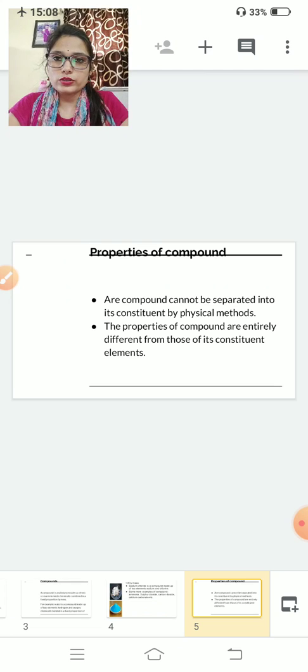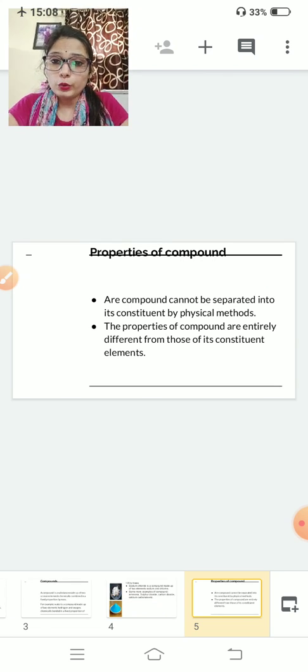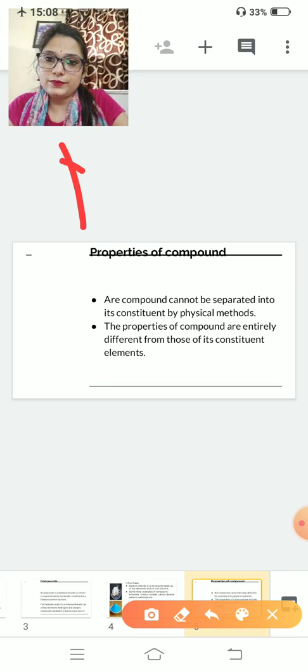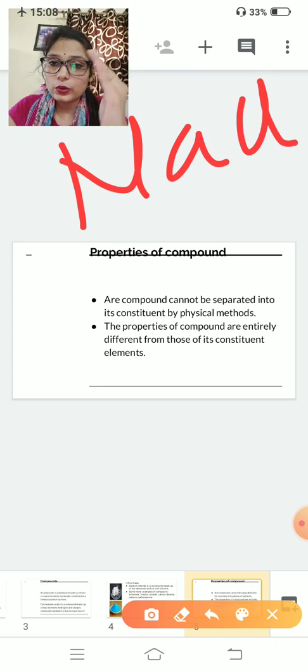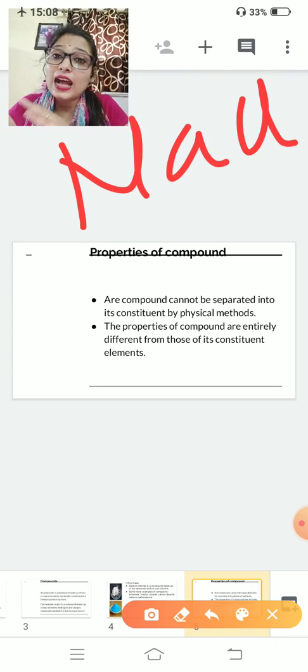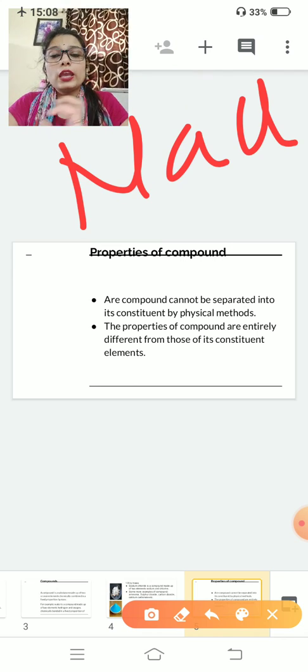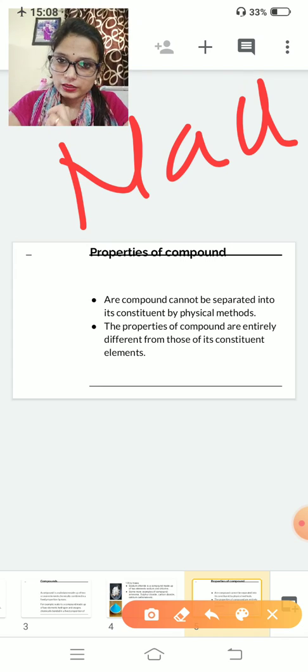Properties of compounds. What are the properties of a compound? See, the first property, as I told you, is that a compound cannot be separated into its constituents by a physical method. If I take the example of NaCl, this is your common salt. If I want to separate sodium and chlorine, I can't do it by any physical method. Clear?